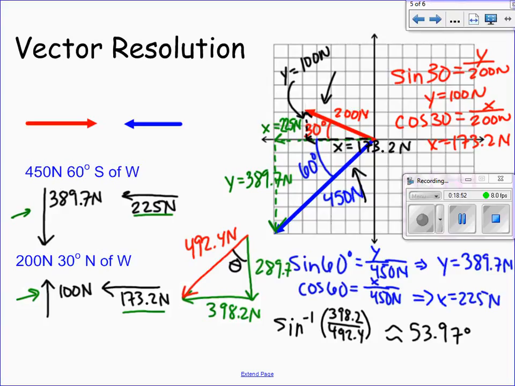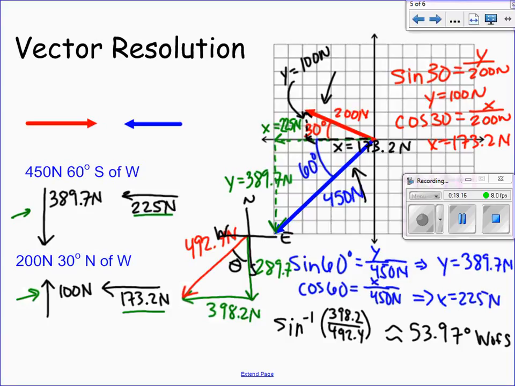Now, what is the reference of that angle? Well, you can kind of imagine this right here is where your north, south, east, and west quadrant is. So what would that angle be referencing? It would be 53.97 degrees west of the south direction, or south axis.